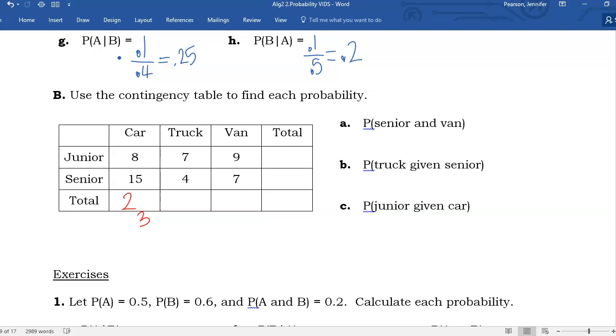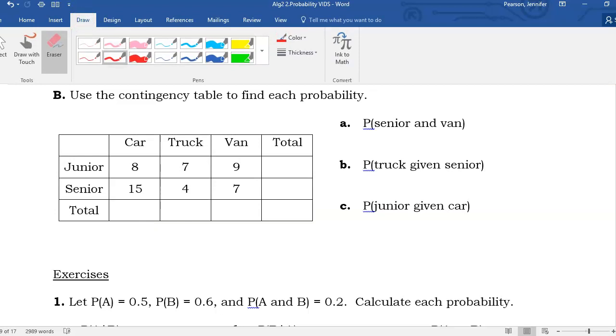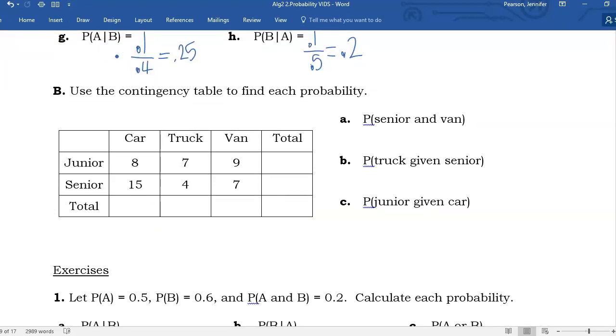Total, oh, it jumped. I don't like that. It keeps jumping. Well, I don't think this is going to look pretty. We'll do our best, okay? If I write really big, I don't think it jumps.